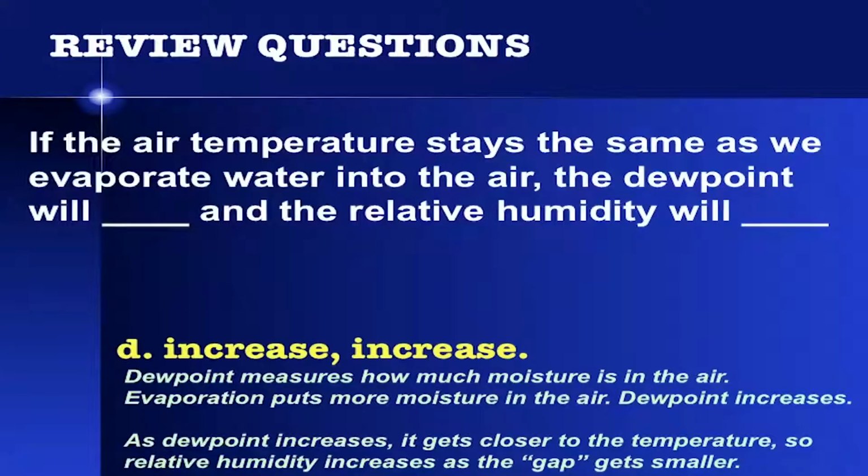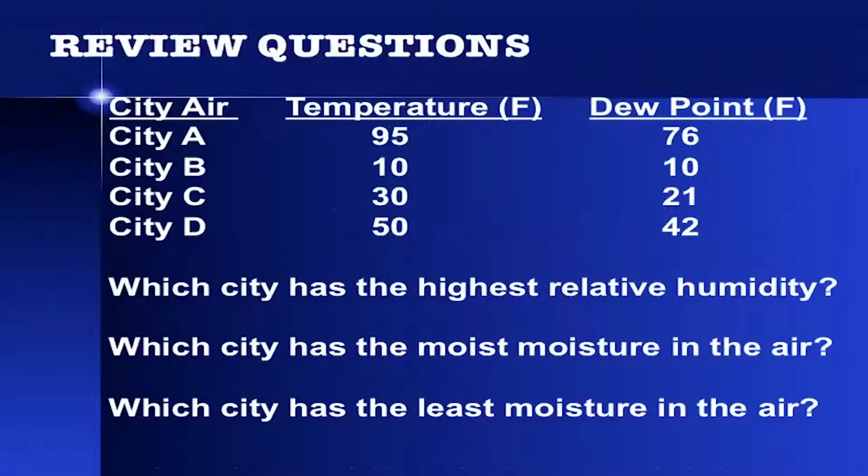Dew point measures how much moisture is in the air. Evaporation puts more moisture in the air, dew point increases. As dew point increases, it gets closer to the temperature, so relative humidity increases as the gap gets smaller. So now look at this review question and go ahead and pause until you're ready to see the answer. See if you can figure this out.